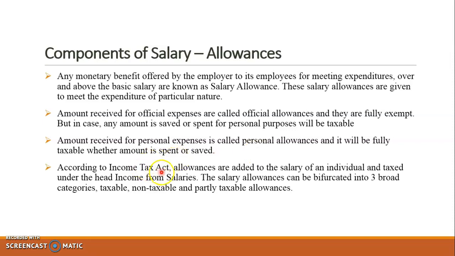So according to income tax, allowances are always added to the salary of an individual and taxed under the head of income from salaries, and these allowances can be bifurcated into three categories.